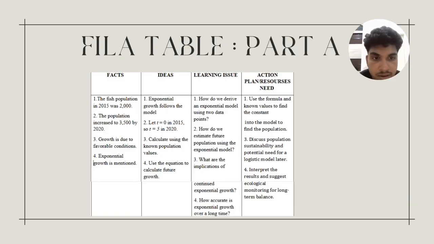Action plan, resources needed. Use the formula and known values to find the constant in the model to find the population. Discuss population sustainability and potential need for a logistic model later. Interpret the result and suggest ecological monitoring for long-term balance.